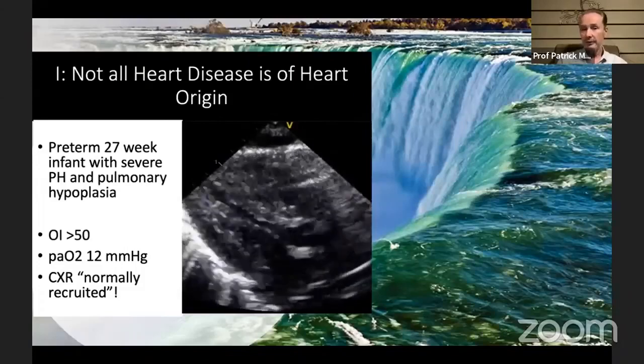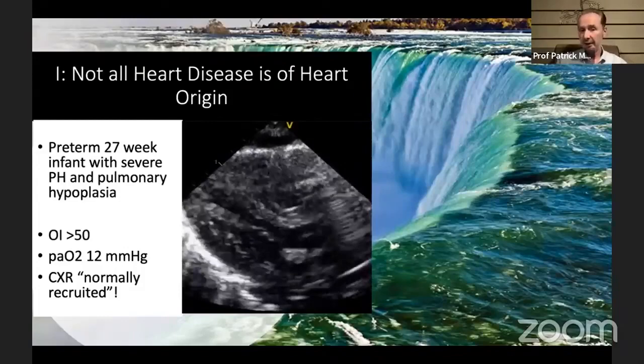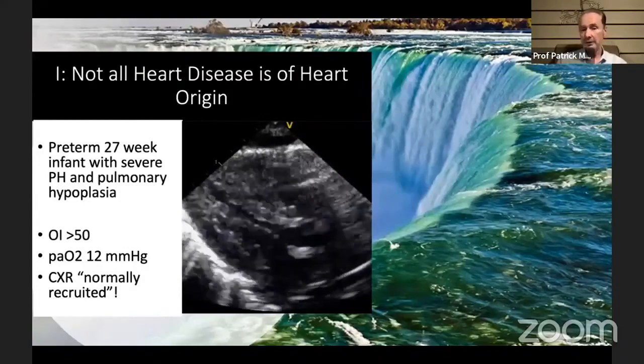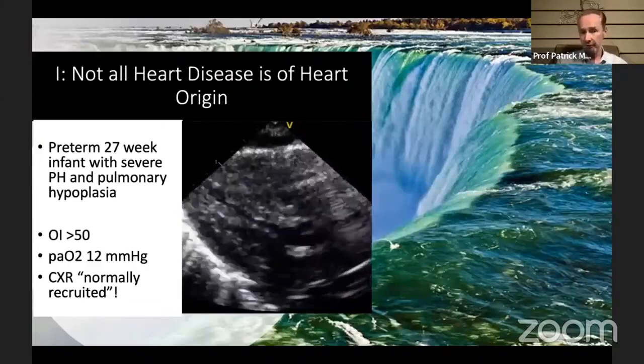So I asked the respiratory therapist to come and to actually take the baby off the oscillator and to start handbagging the baby. And when I did that, almost immediately you could see flow in the pulmonary veins and the left heart started to fill.